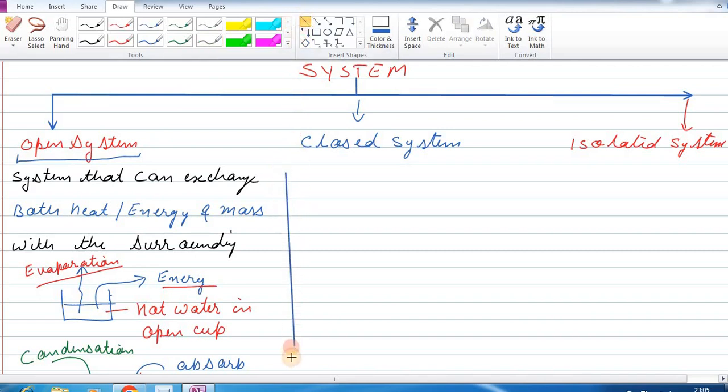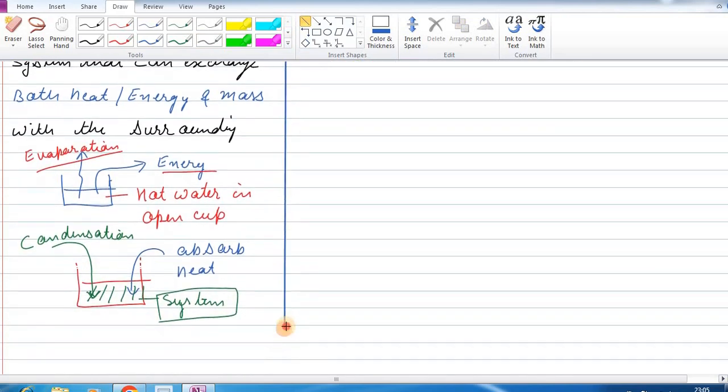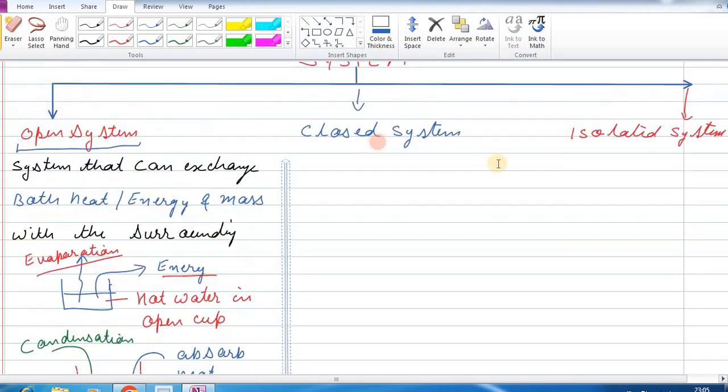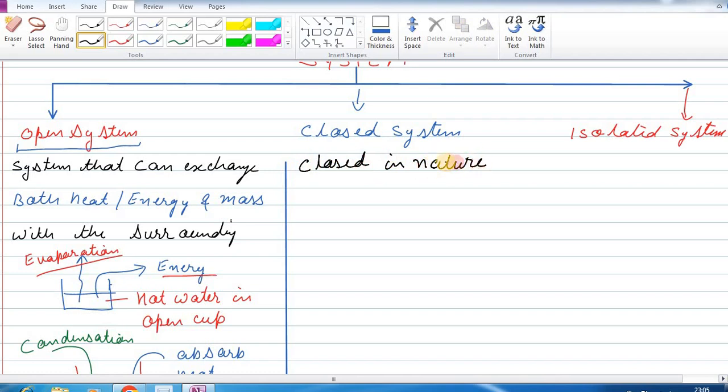So now we have a system called closed system. From its name, you can determine that closed systems are closed in nature, meaning they are enclosed in a boundary. Since they are closed, they cannot exchange mass.